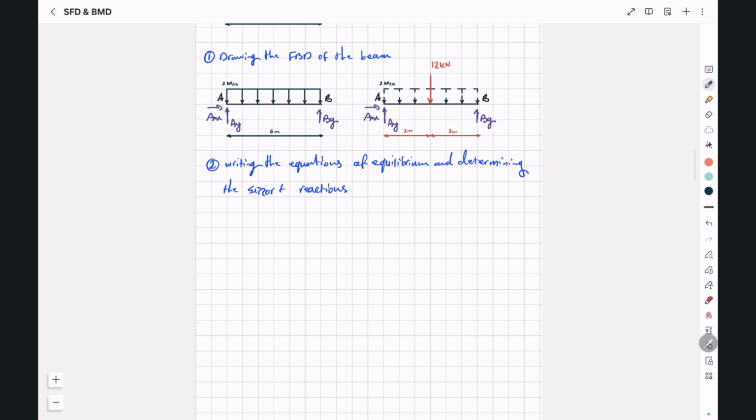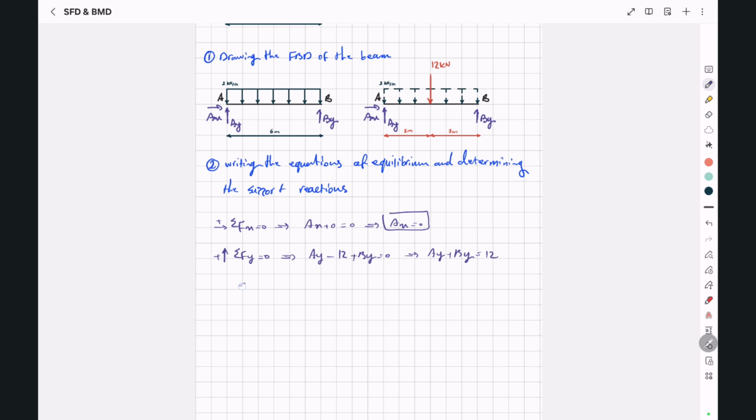Now, in the x direction, if we write sigma Fx equal to 0, we only have Ax. So, Ax is equal to 0. In the y direction, we have Ay minus 12 plus By is equal to 0. So, Ay plus By is equal to 12.